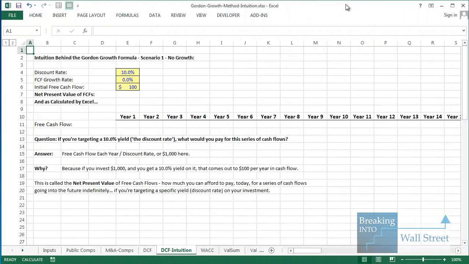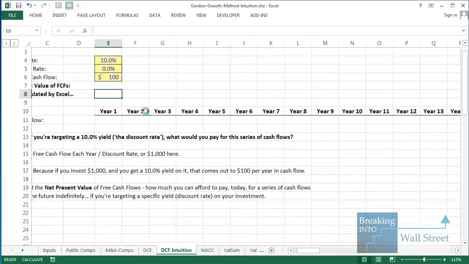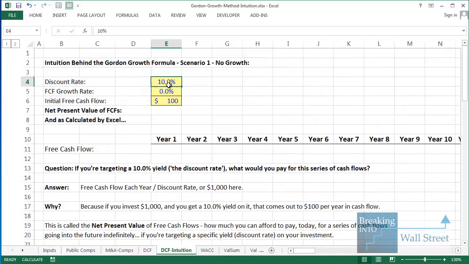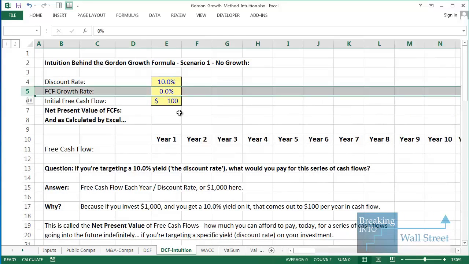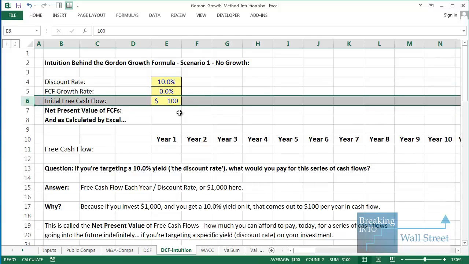Okay, so here we are in Excel, and I'm going to show you a quick demonstration to show you more of the intuition behind this and answer that question of how much you would pay for a company that generates a fixed amount of free cash flows each year if you're targeting a certain percentage yield. Now, here, as you can see, our discount rate, so the yield we're targeting, is going to be 10%. We're assuming no growth, and the first year free cash flow, so really that term of final year free cash flow times 1 plus the growth rate, because it's the first part of our terminal period, is going to be 100 right here.